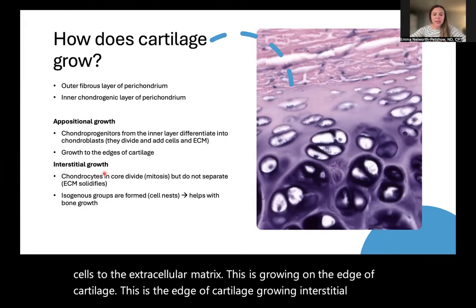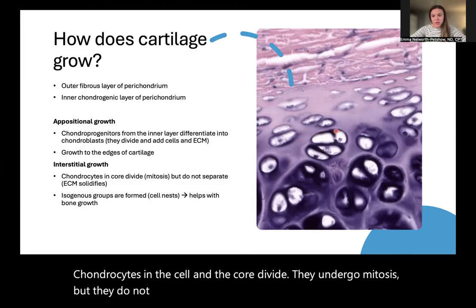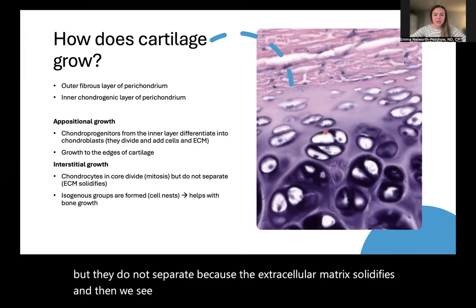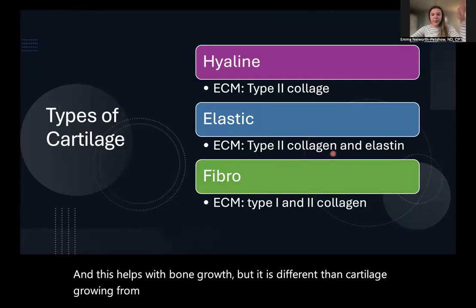In interstitial growth, chondrocytes in the core divide. They undergo mitosis, but they do not separate because the extracellular matrix solidifies. And then we see isogenous groups formed, or these cellular nests. And this helps with bone growth, but it is different than cartilage growing from its outer layer.